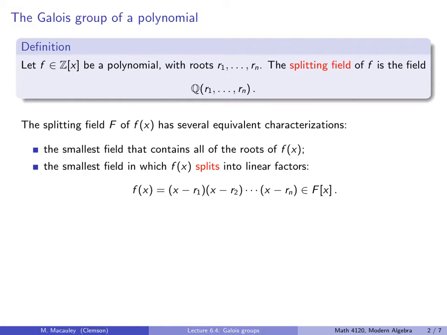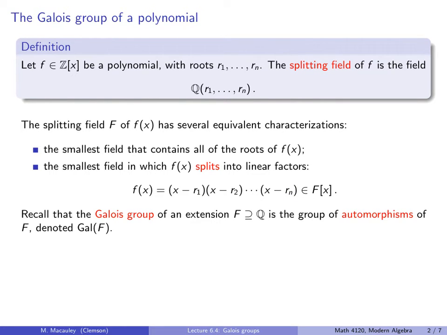Or equivalently, it's the smallest extension field of Q in which the polynomial splits into linear factors. And by splits, I just mean it breaks up, or it factors into linear factors like this. And this can only happen if all of these roots, R1, R2 up to Rn, are in the field itself.